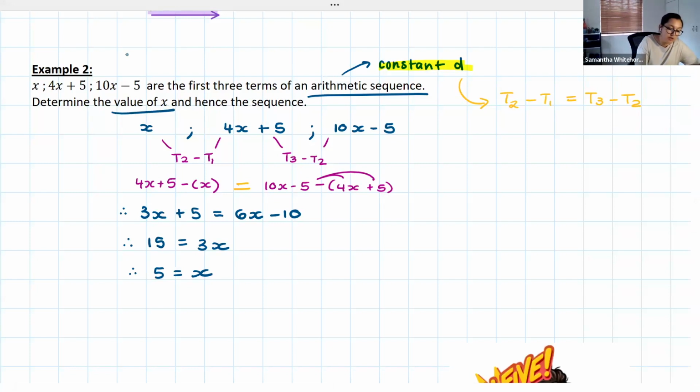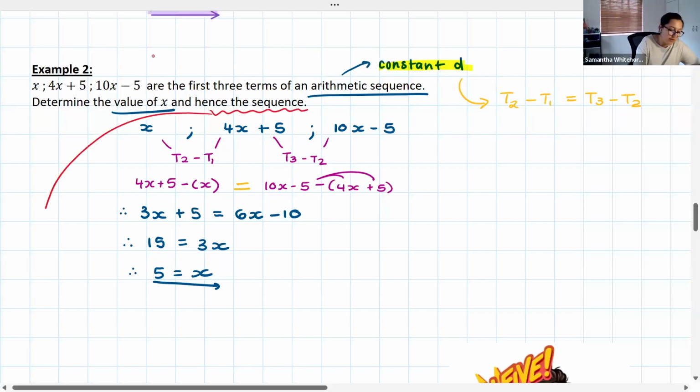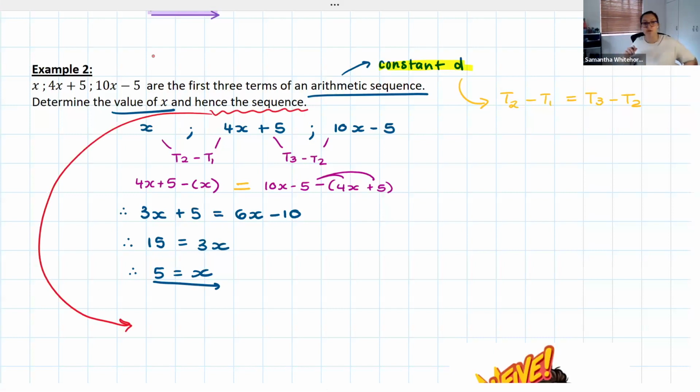Now the question said, determine the value of x. And then the second part of the question said, and hence the sequence. Now, really importantly here, guys, when I say the sequence, I'm not asking for the general term. The ways we ask for the general term are determine the general term, determine the nth term, determine the general formula, stuff like that. If I just say determine the sequence, quite literally all I want you to do is write down first term, semicolon, second term, semicolon, and so on.